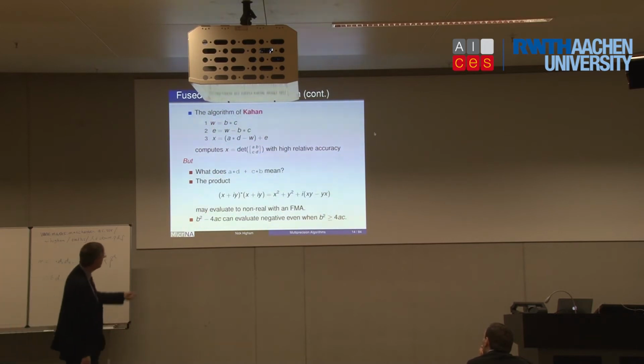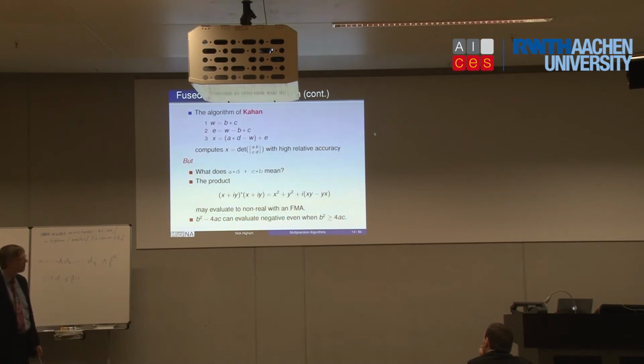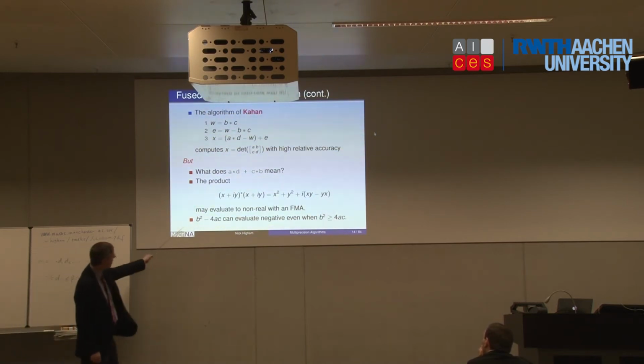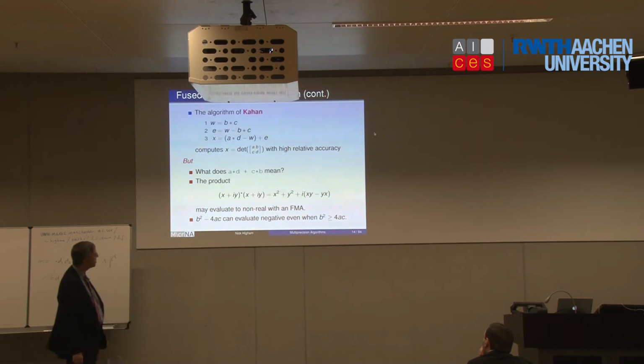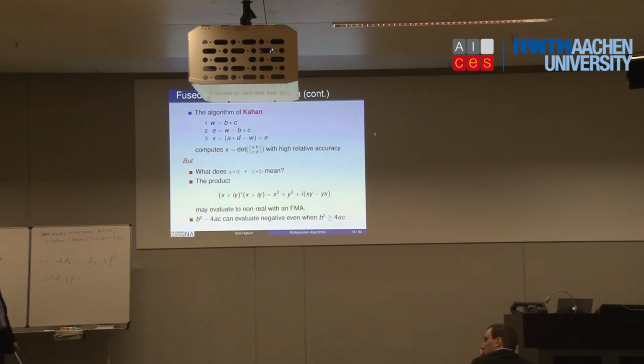And in a similar vein, take a quadratic equation, and you get the discriminant. If you evaluate this with an FMA, then you can get a negative discriminant. Mathematically, it should be non-negative. So there are a number of problems with FMAs. They can cause confusion and unexpected behaviors.